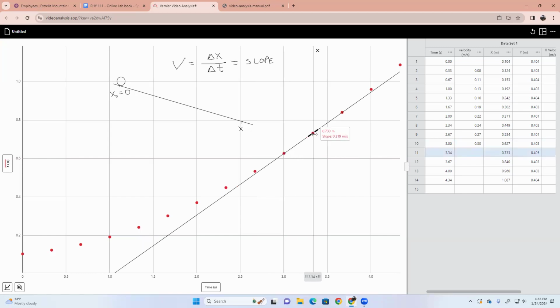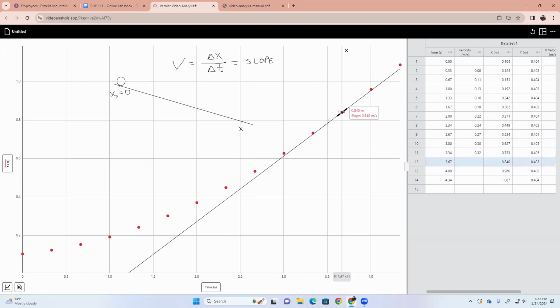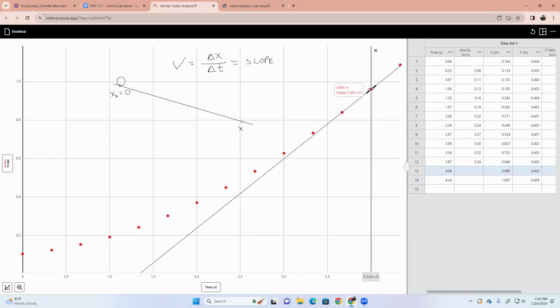At 3.34 seconds, the slope is 0.32. At 3.67 seconds, the slope is 0.34. And last but not least, at 4 seconds, the slope is 0.36. So at 4 seconds, this ball is traveling at 0.36 meters per second. Now we're going to graph this data.